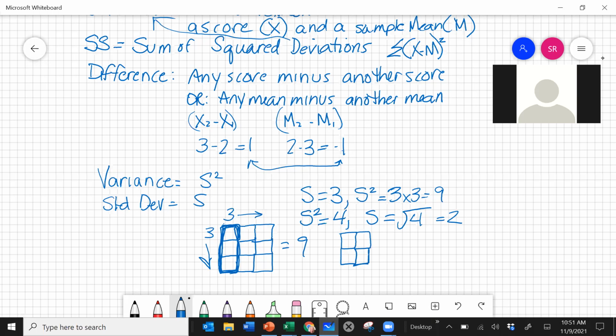What's the square root? Well, we need to have 2 this way and 2 that way. So the square root is 2. This is the root, these 2, one column.